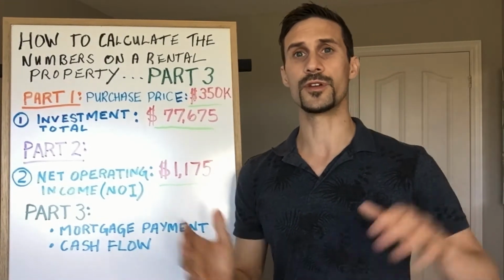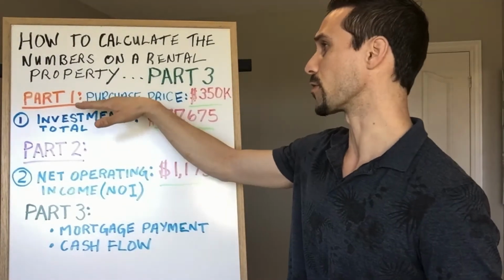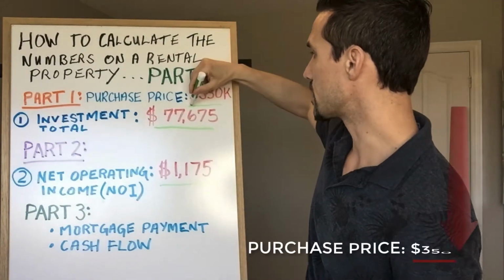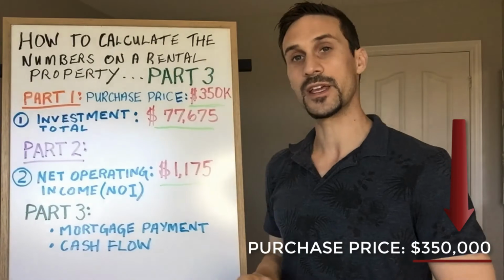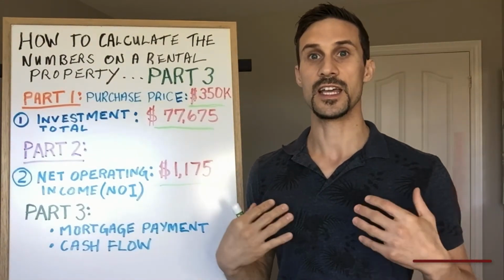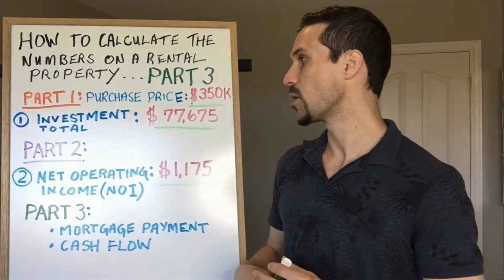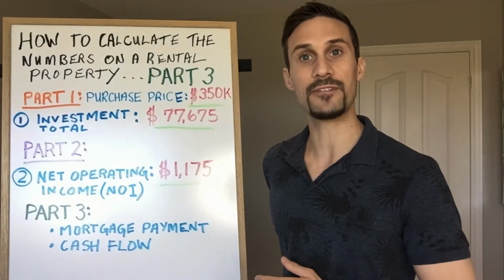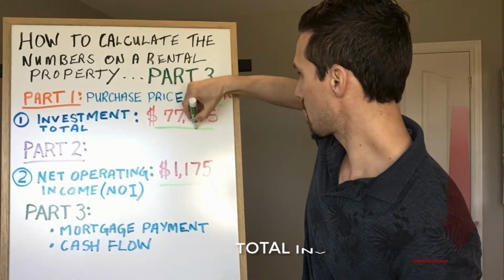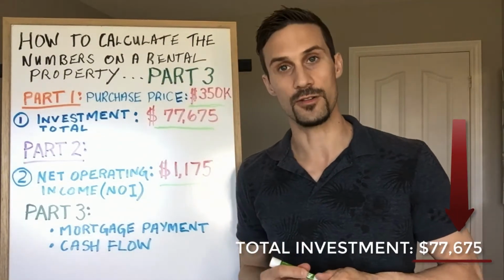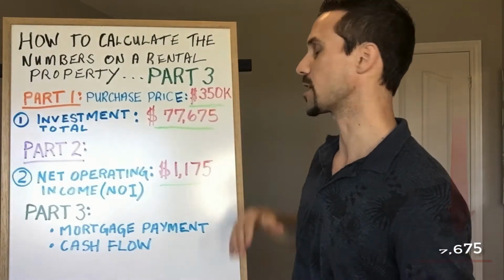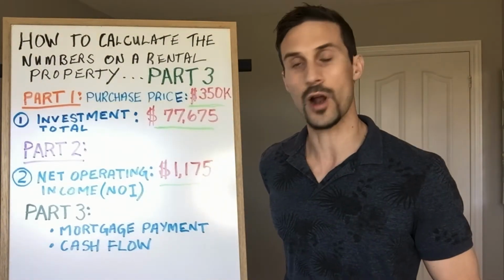Now in part number 1, which was a few weeks ago, we went over an example of purchasing a property of $350,000. And we came up with the investment total of what we would have to come up with to actually invest in that property. What kind of capital or equity would we have to come up with? And we came up with a total of $77,675. That's the foundational number that we would require to actually invest in a $350,000 property.